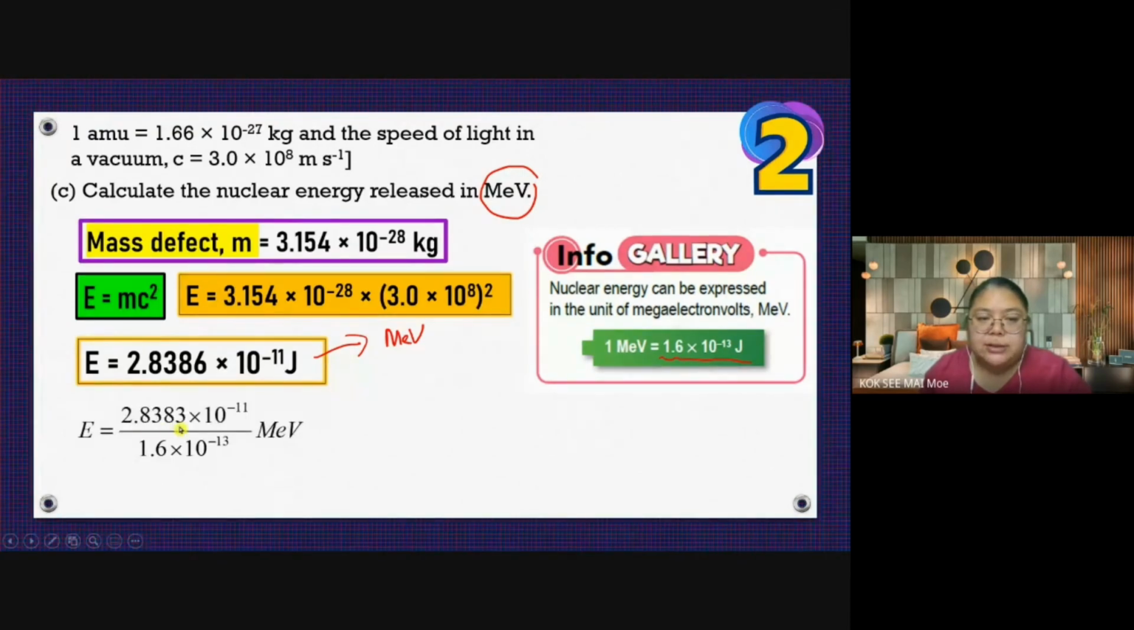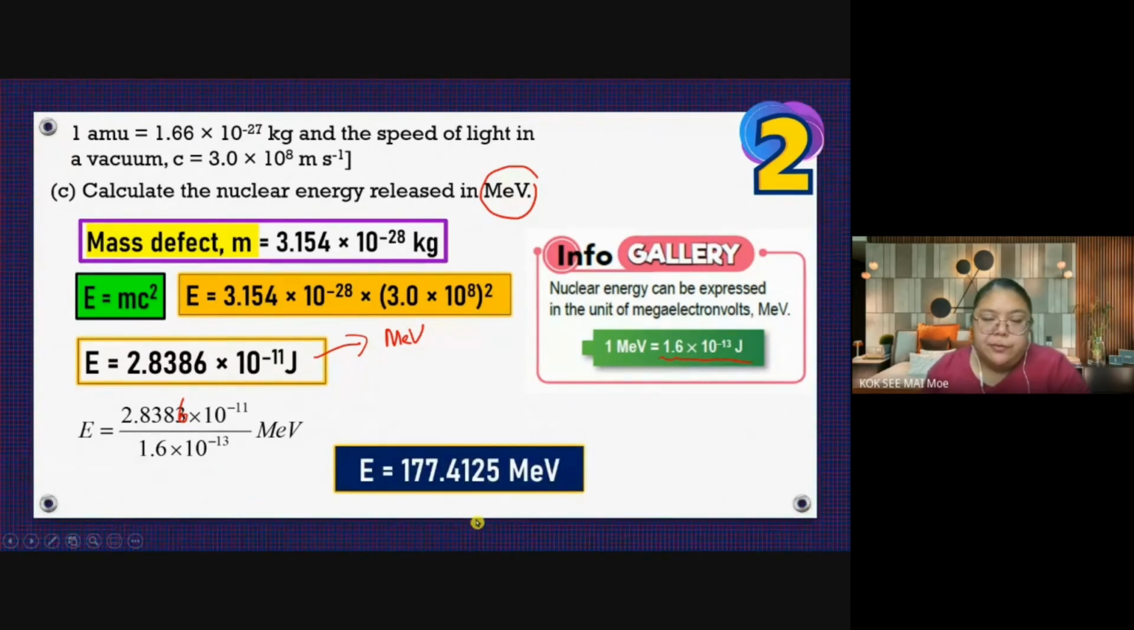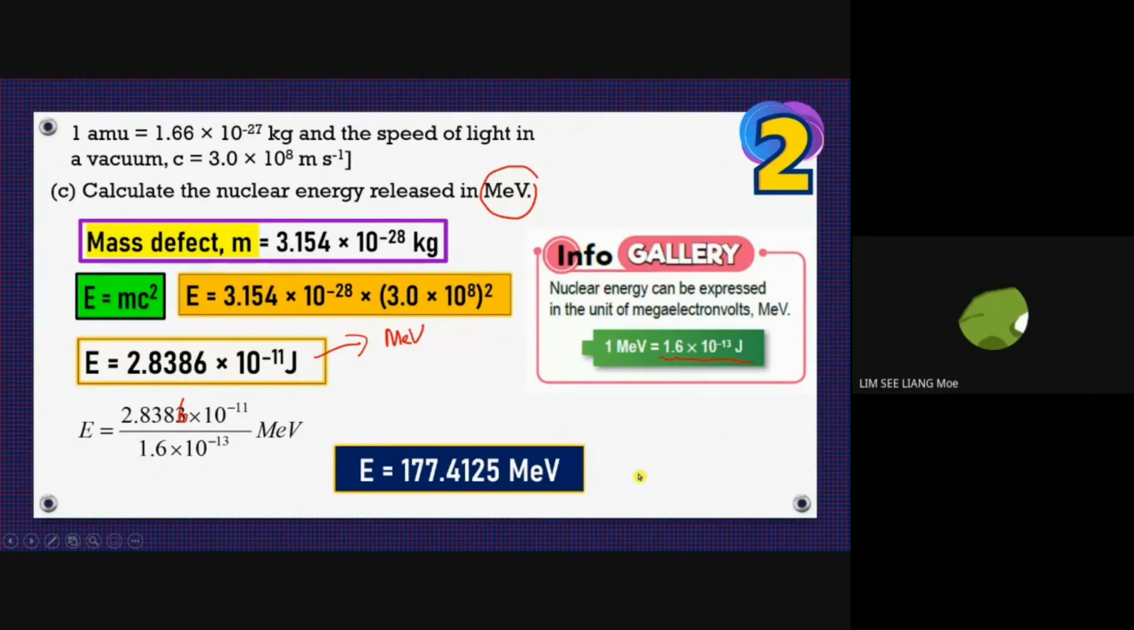Get 2.83, x6 is it? 6, so that's wrong already. Okay, 6 times 10 power negative 11, then over 1.6 times 10 power negative 13. I don't know if my answer is wrong or not, because I typed it wrong already. So you check your final answer, how many is it? 2.8386 divided by 1.6 power negative 13. Okay, 1.7741, 1.774125, 177.4125.